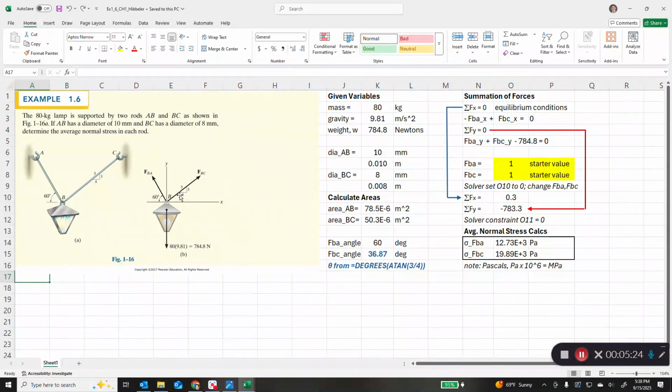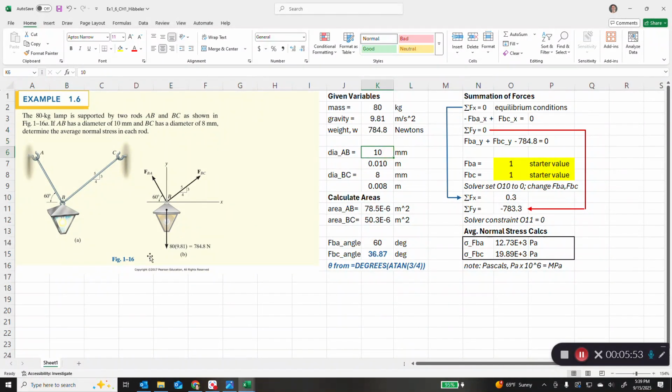And you can see the angles and the configuration of the triangle here, which looks like a 3, 4, 5 triangle. And then we have our weight of the hanging lamp converted to newtons by multiplying the mass in kilograms times gravity. So let's fill in the sheet. The mass is 80, gravity is 9.81. The weight is just simply the product of those two cells.